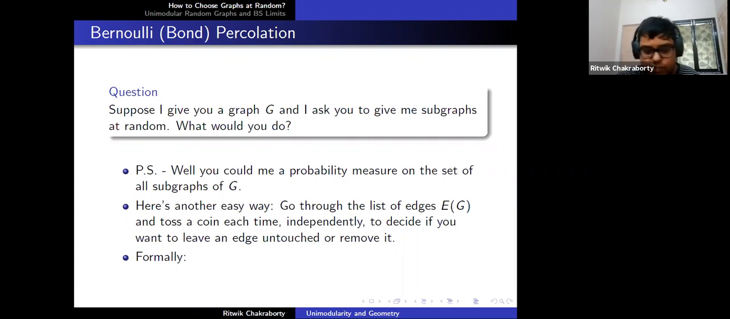So at the end of this process, I'm going to get a subgraph. And well, I have produced a random subgraph. But this has some distribution. So let's see what it looks like.